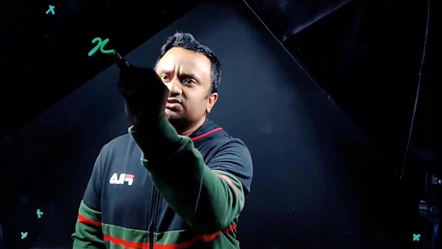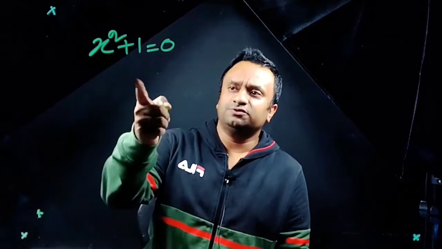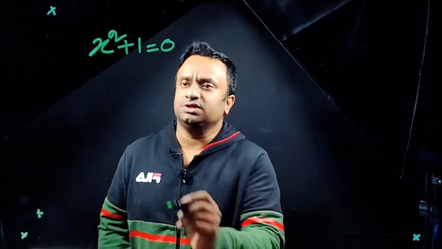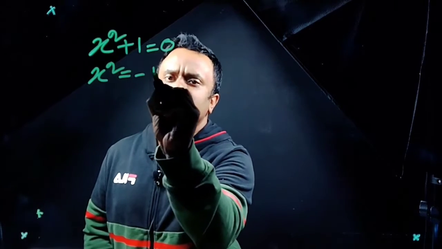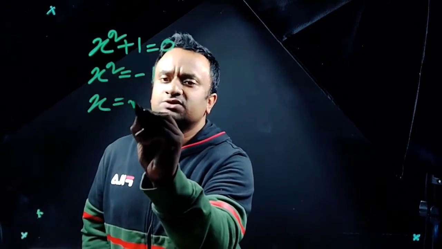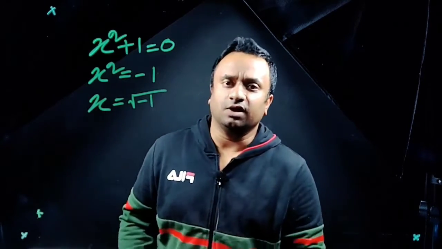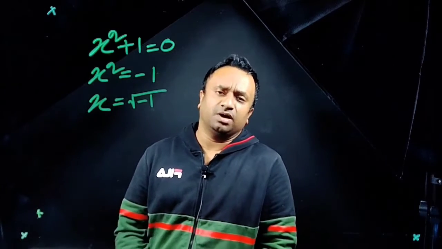Hello everybody. Today we are going to discuss complex numbers. Before we can understand complex numbers, we need to know what an imaginary number is. Think about this equation: x squared plus 1 equals 0. If you try to solve this equation, what do you see? You find x squared equals -1, and then x equals the square root of -1. It is impossible to calculate the square root of a negative number.